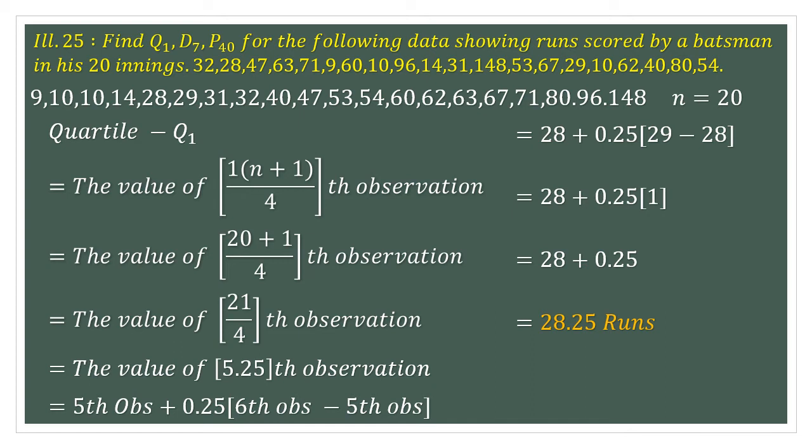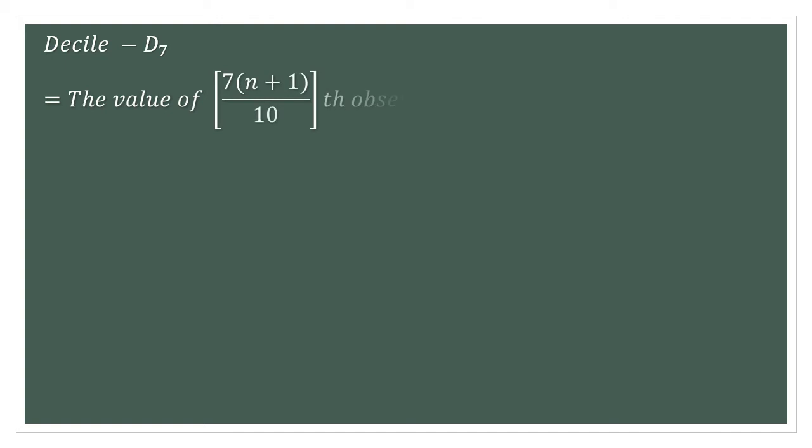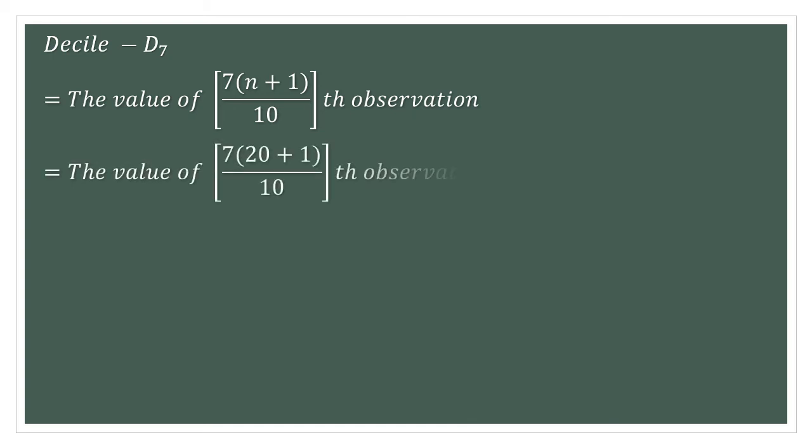Let's move forward to the seventh decile. We have to follow the same manner. D7 means 7 into n plus 1 divided by 10. Decile means divided by 10, and seventh decile means multiplied by 7. So 7 into 21, that is 20 plus 1, upon 10.